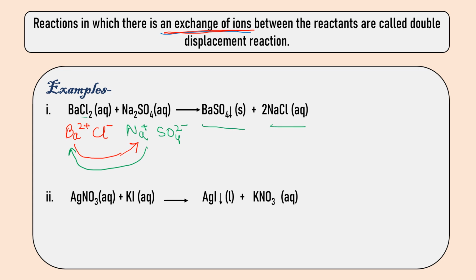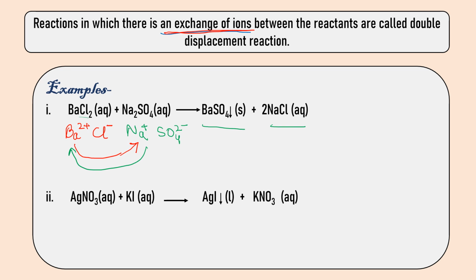So as a result, barium sulfate and sodium chloride are formed. Here also you can break them into ions. You'll get a positive ion of barium and a negative sulfate ion. Cation and anion combine together and form the salt. Here also sodium ion and chloride ion, positive and negative ion, combine and become salt.